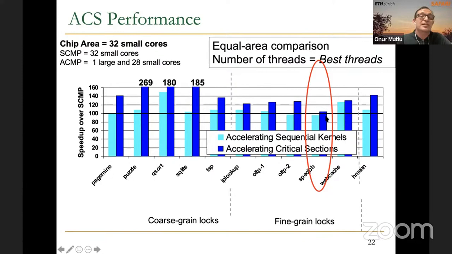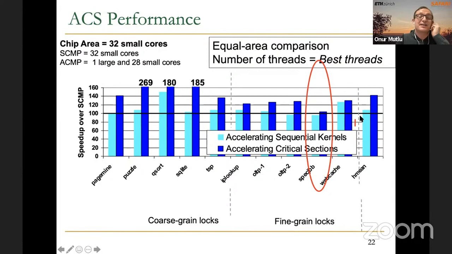But in some cases, you actually reduce performance due to loss of throughput and you don't gain as much performance. This is SPEC JBB, for example. But this actually improves as you increase the number of cores to 64 and 128. So overall, the performance benefits are quite significant. You get 40% higher performance compared to symmetric CMP and more than 30% performance improvement compared to asymmetric CMP.